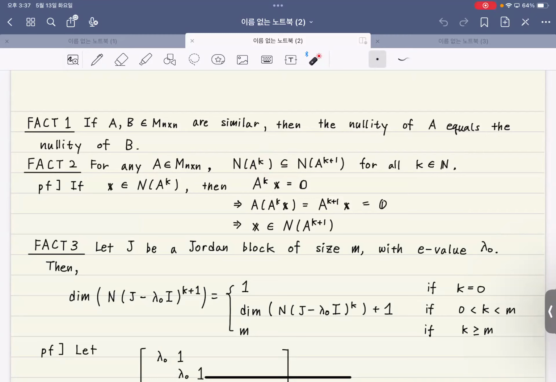So why is that? Because if x belongs to the null space of this, then by definition A to the k times x equals 0. Now I want to multiply both sides to the left by the matrix A. Then A to the k plus first times x equals the 0 vector, right? So that means x belongs to the null space of this space. Therefore, we prove this inclusion.